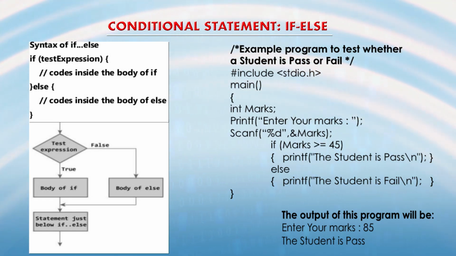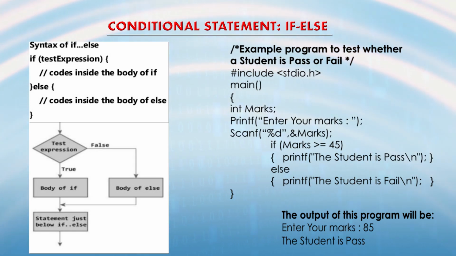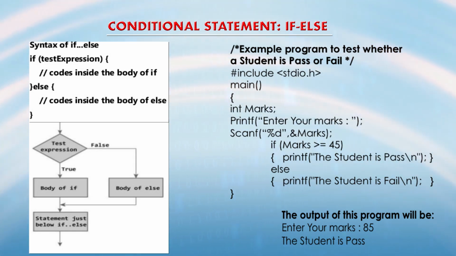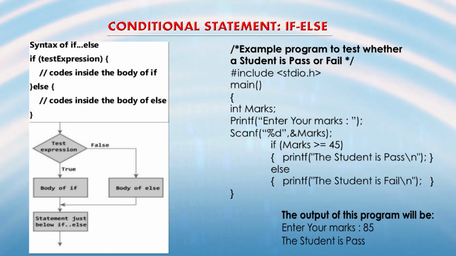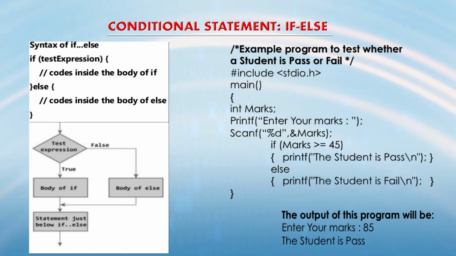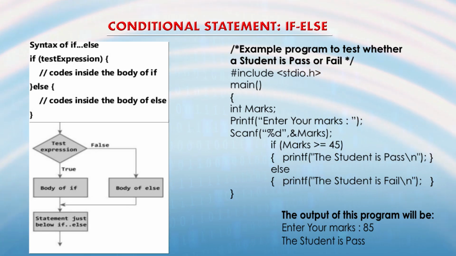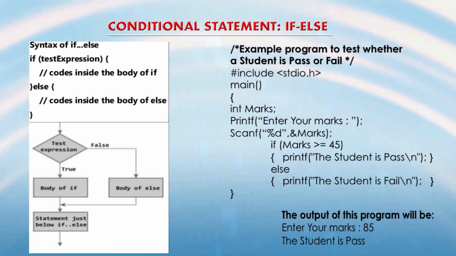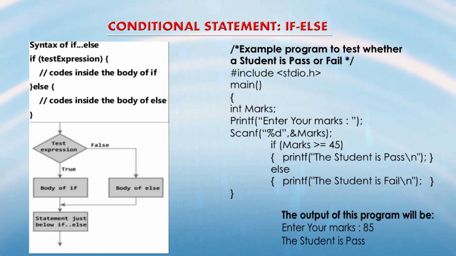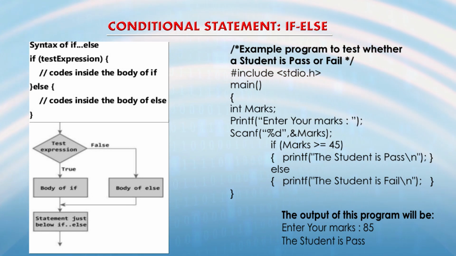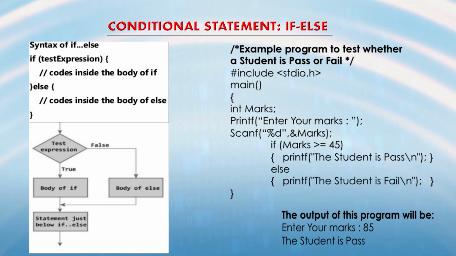So we are using the printf function of the stdio.h to write enter your marks, and then we are using the scanf function to read the marks entered by the user. Now if the marks entered by the user are greater than or equal to 45, then we are printing that the student is pass, else print the student is fail. So this is how, if the entered marks are greater than 45, then the answer will be that the student is pass. Otherwise, if the marks are less than 45, then the answer will be the student is fail.